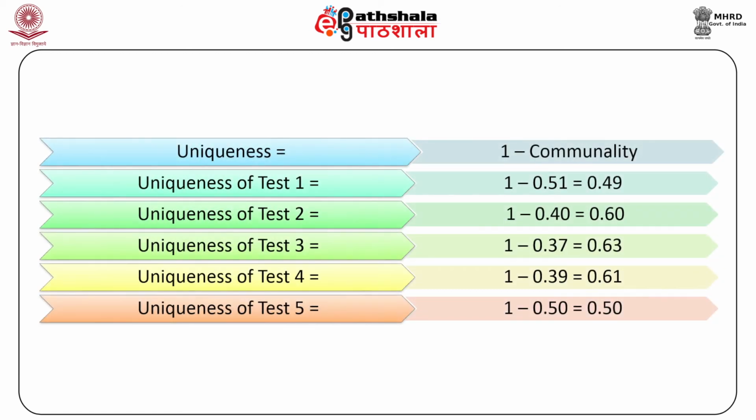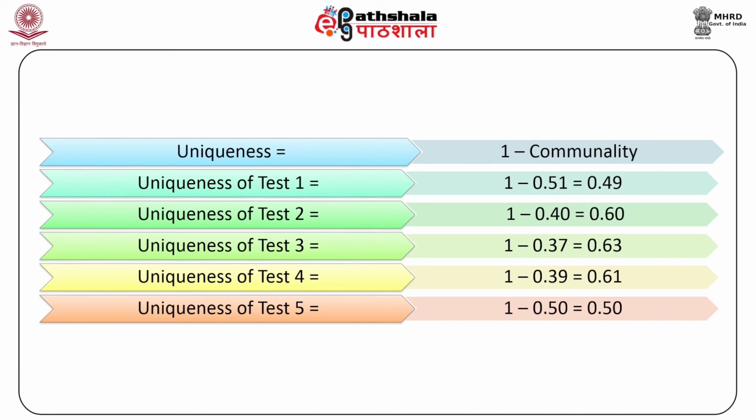Uniqueness is equal to 1 minus communality. Uniqueness of test 1 is equal to 1 minus 0.51, which is equal to 0.49. Uniqueness of test 2 is equal to 1 minus 0.40, which is equal to 0.60.